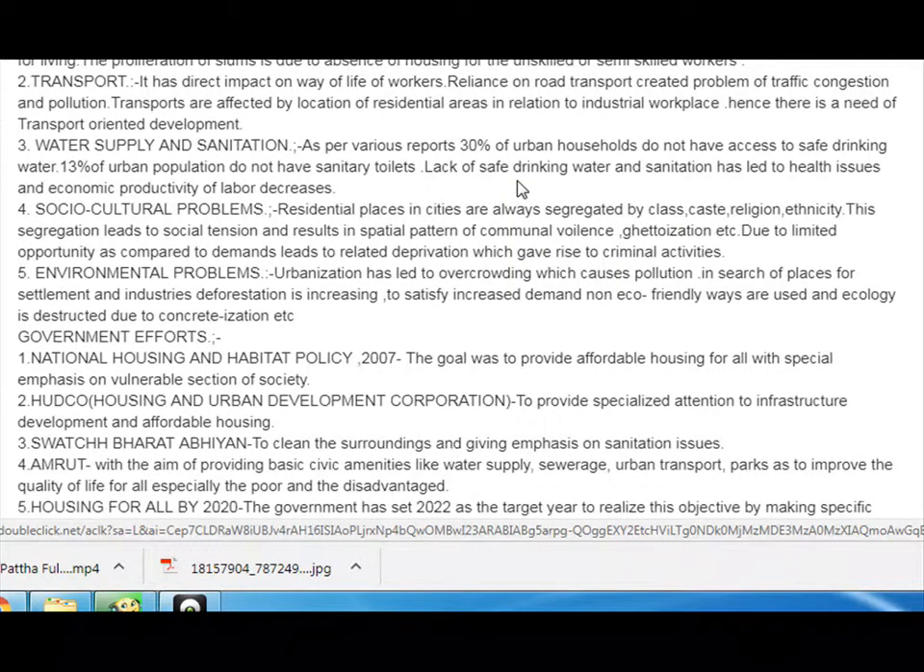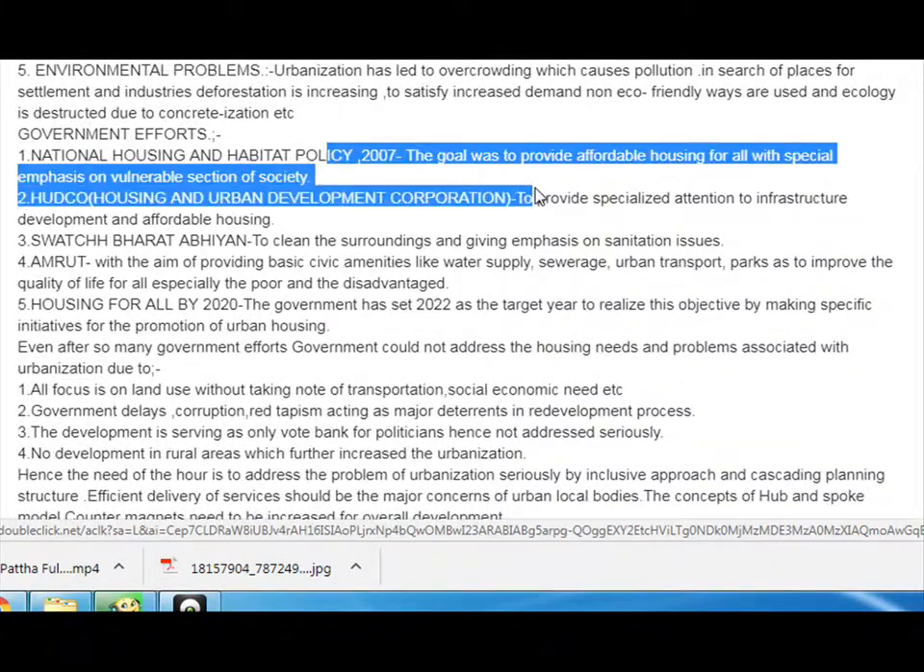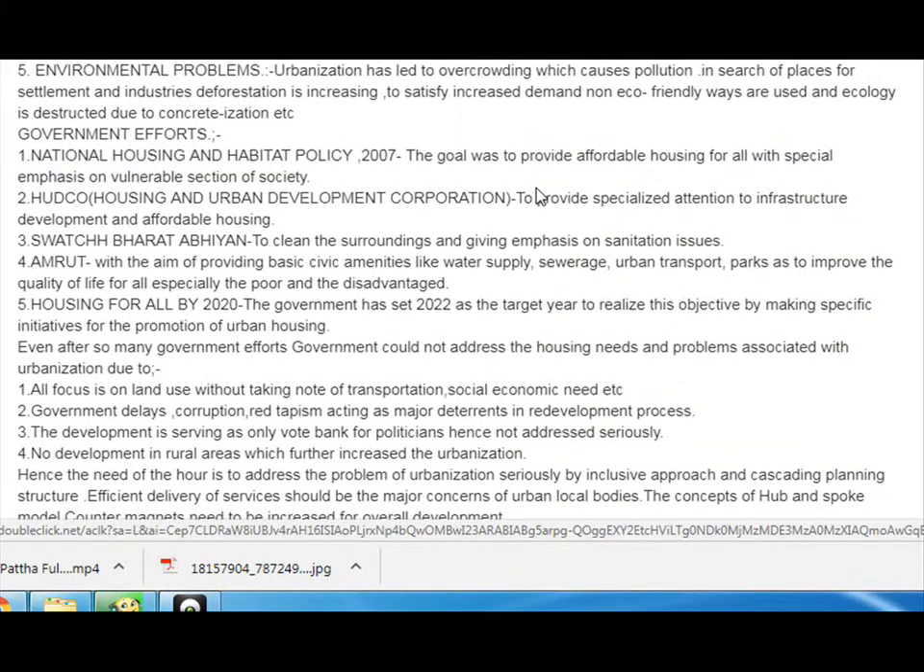Government efforts. 1. National Housing and Habitat Policy 2007. The goal was to provide affordable housing for all with special emphasis on vulnerable sections of society. 2. HUDCO, Housing and Urban Development Corporation, to provide specialized attention to infrastructure development and affordable housing. 3. Swachh Bharat Abhiyan to clean the surroundings and give emphasis to sanitation issues.